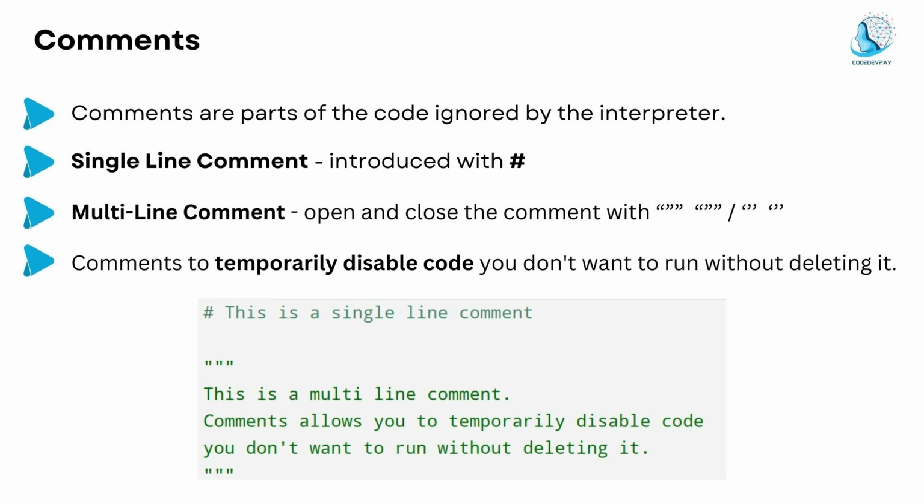Over here, we have a single line comment, the hash, and this is a single line comment. For our multi-line comment, we've opened the comment with triple double quotes and we are saying this is a multi-line comment. Comments allow you to temporarily disable code that you don't want to run without deleting it. So we are going to close this comment with another triple double quote.